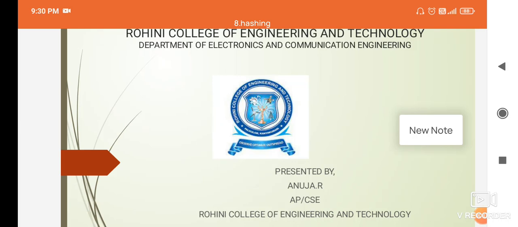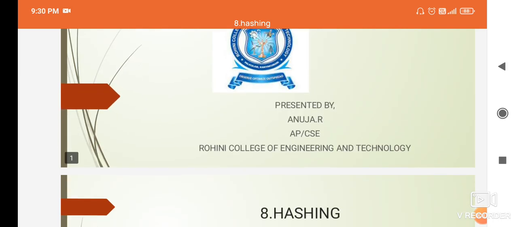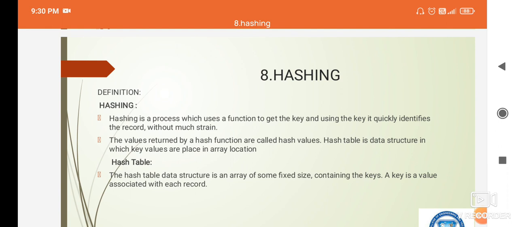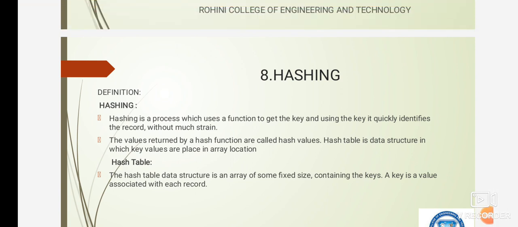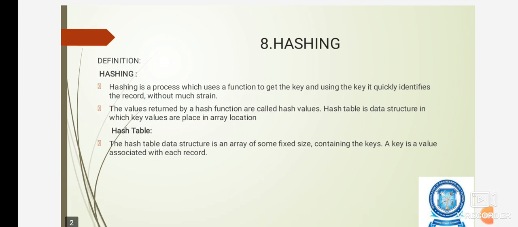EC8393 Fundamentals of Data Structures in C, Unit 5: Hashing, presented by Anuja R., APCSC, Rohini College of Engineering and Technology.